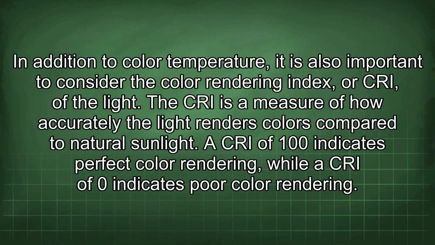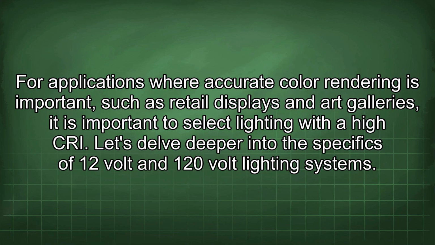Warm light is often preferred for residential settings, while cool light is often preferred for office and commercial settings. In addition to color temperature, it is also important to consider the color rendering index, or CRI, of the light. The CRI is a measure of how accurately the light renders colors compared to natural sunlight. A CRI of 100 indicates perfect color rendering, while a CRI of 0 indicates poor color rendering. For applications where accurate color rendering is important, such as retail displays and art galleries, it is important to select lighting with a high CRI.